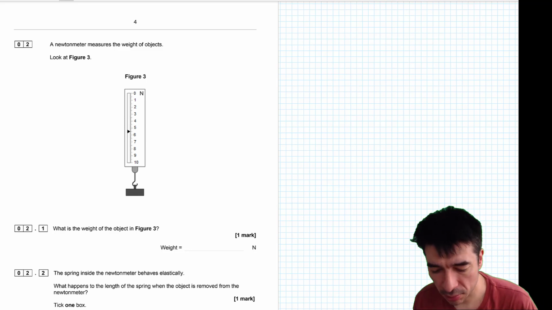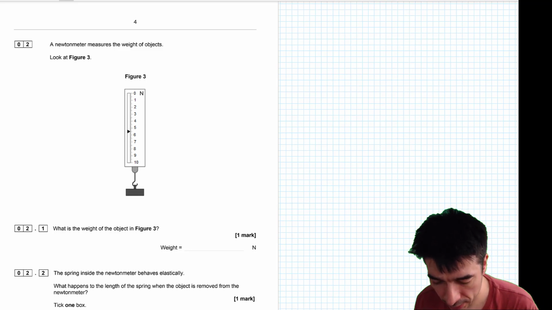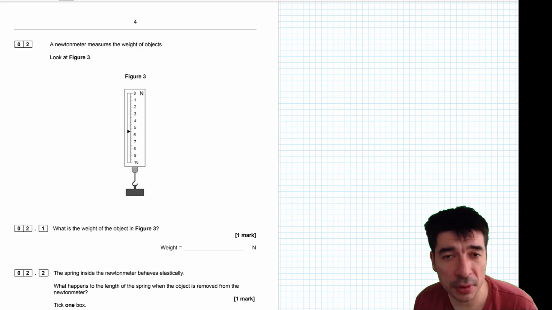Okay, so we're on question 2, and it's all about springs and Hooke's law by the looks of things. Think springs and Hooke's law aren't interesting or useful?